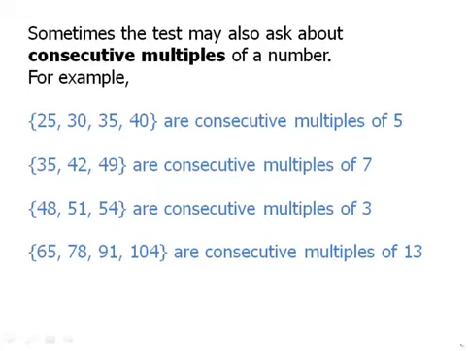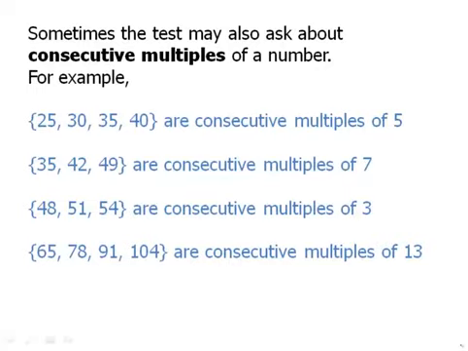35, 42, and 49 are consecutive multiples of 7, all divisible by 7. And in fact, if we start with 35, we just add 7 and add 7, we get the other 2 numbers. 48, 51, and 54 are consecutive multiples of 3. That's 3 times 16, 17, and 18. And of course, what we're doing is we're just adding 3 to get from one number to the next. 65, 78, 91, and 104 are consecutive multiples of 13. That is 13 times 5, 6, 7, and 8. And you start with 65, you just add 13, and you get the other numbers. So the test likes asking questions about consecutive multiples.